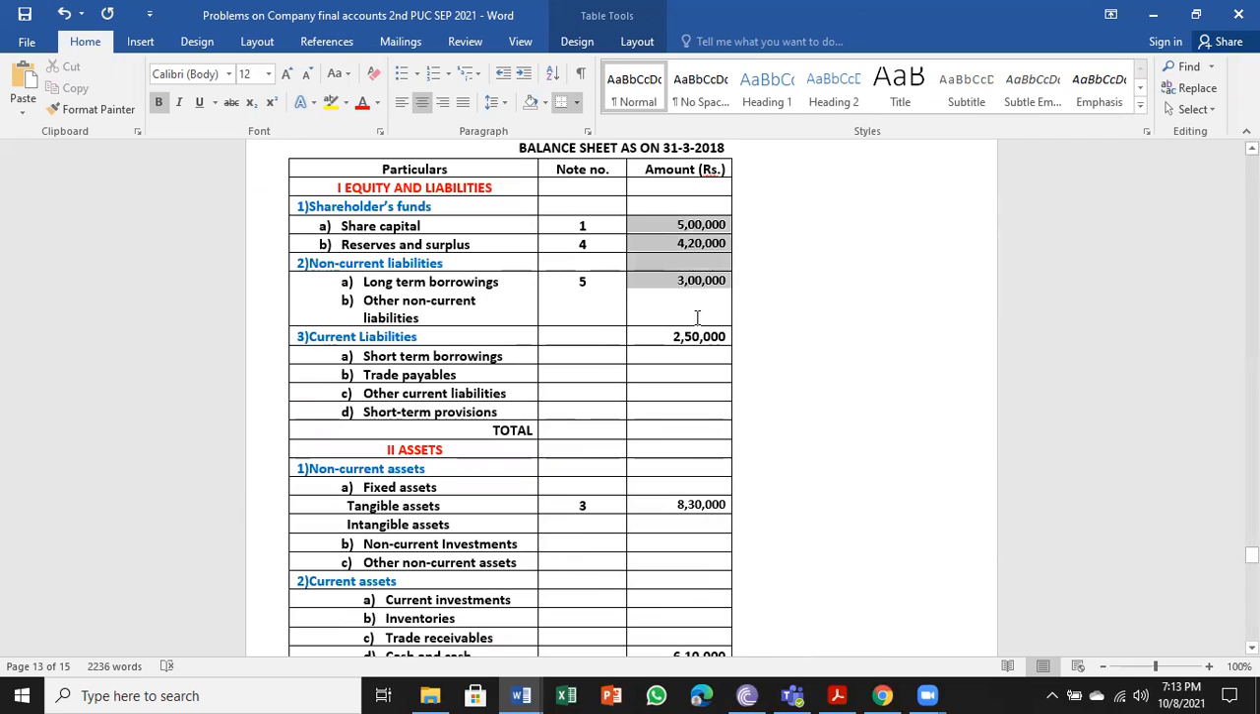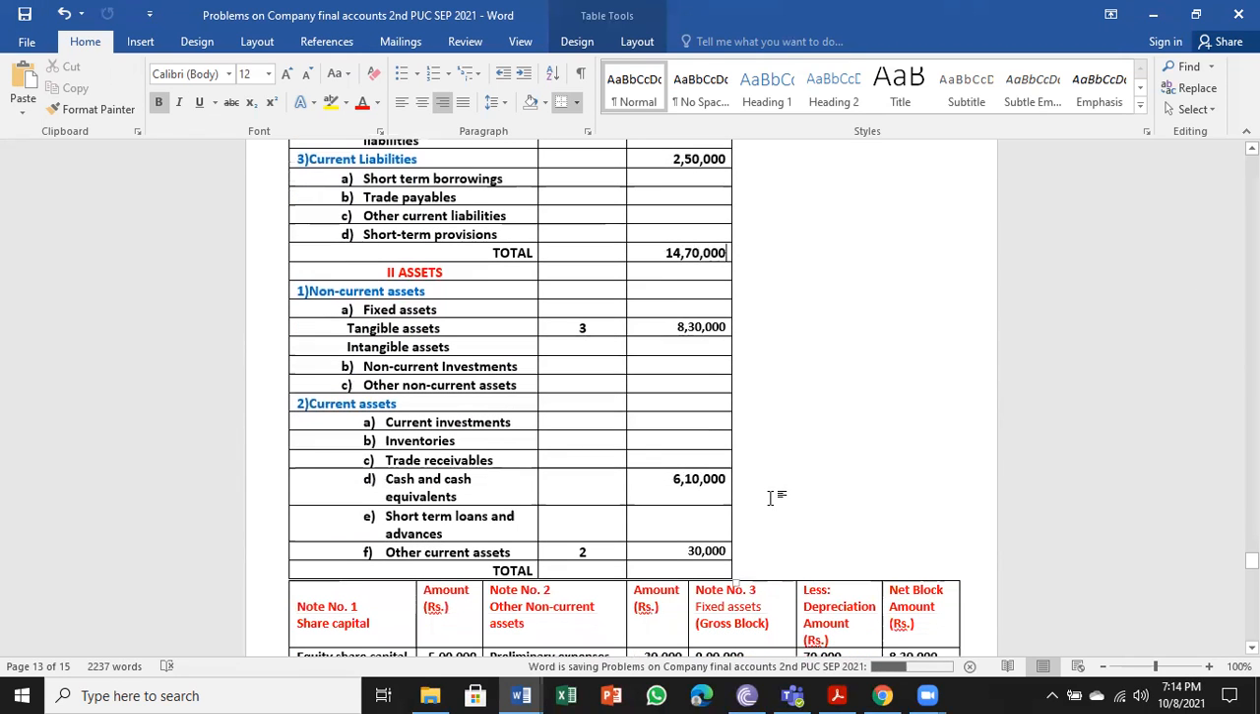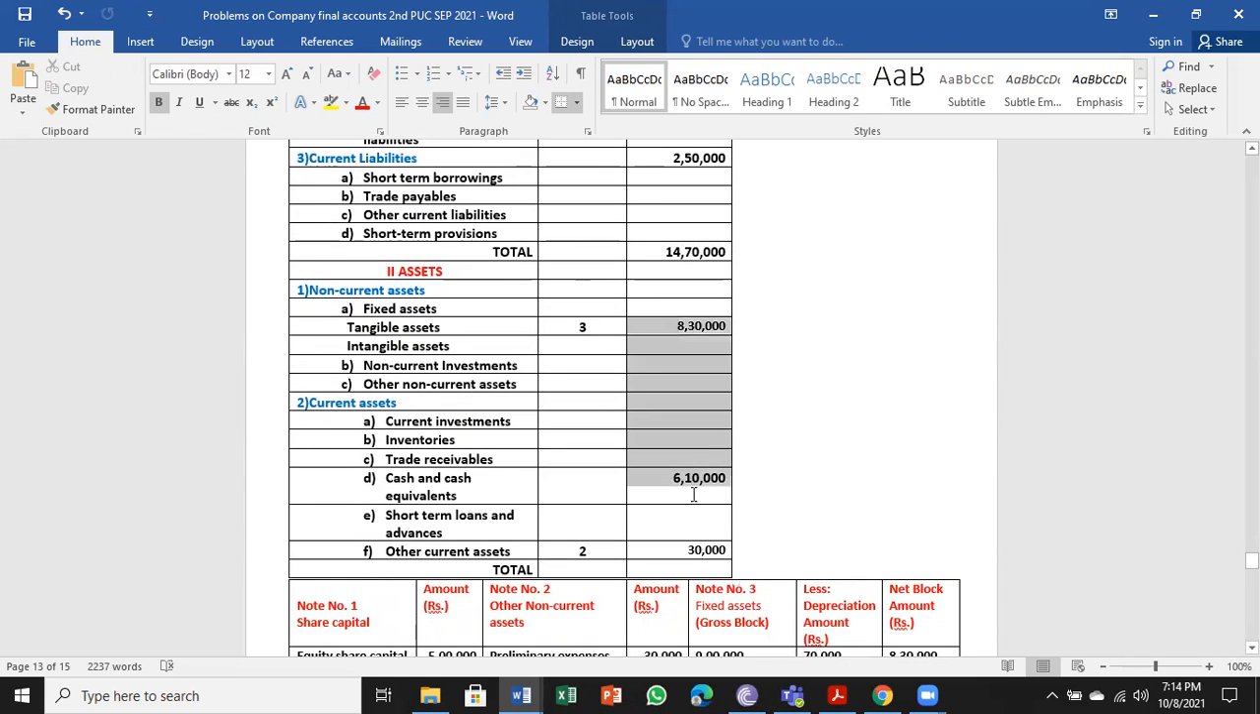We'll go for totaling. 3 amounts are there on the liabilities side. So add up, 14,70,000. Similarly, you have to add the 3 amounts on the assets side. If you add that, you will again get the same amount, 14,70,000.